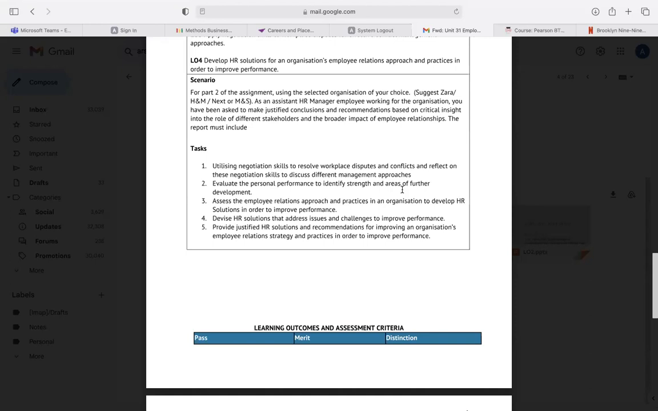Diverse HR solutions that address issues and challenges to improve performance. So just make sure that you have different HR solutions that can address different kinds of problems. As I mentioned, when you're thinking about a specific policy, or coming up with a specific law that's going to be applicable to your organization, you can't just bear in mind one single person. Everyone works differently. Everyone's going through different phases in life.